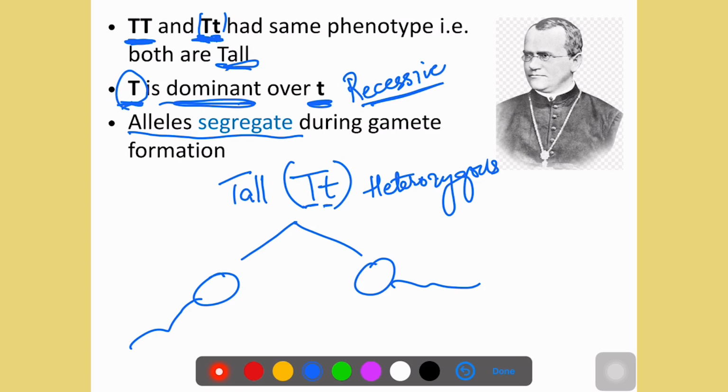So when it produces gametes, these alleles, the capital T and small t, they separate. So they separate in such a way that the gametes will get one of each, right? Half of the gametes will be with capital T, and half of the gametes will be with small t. It does not usually happen normally that a gamete will get both the alleles at the same time, right? That won't happen. So this is what we mean by alleles segregate during gamete formation.